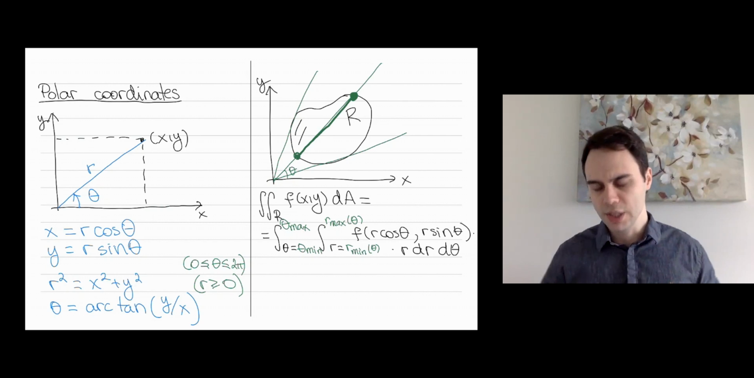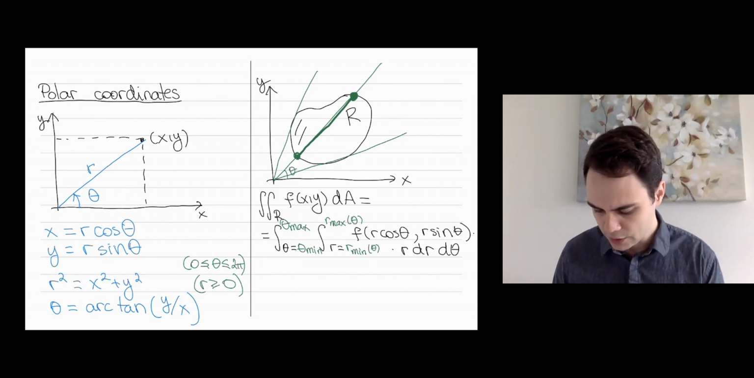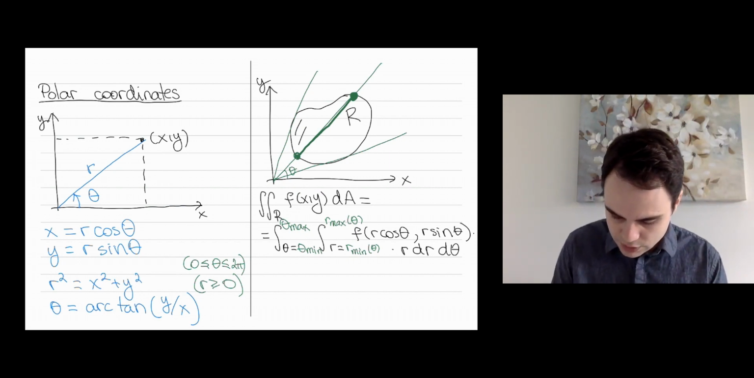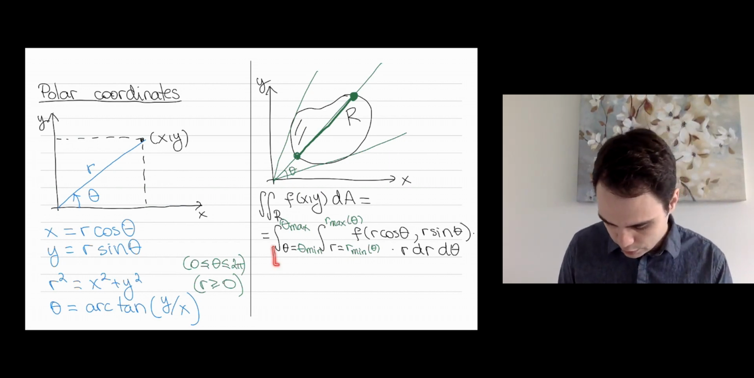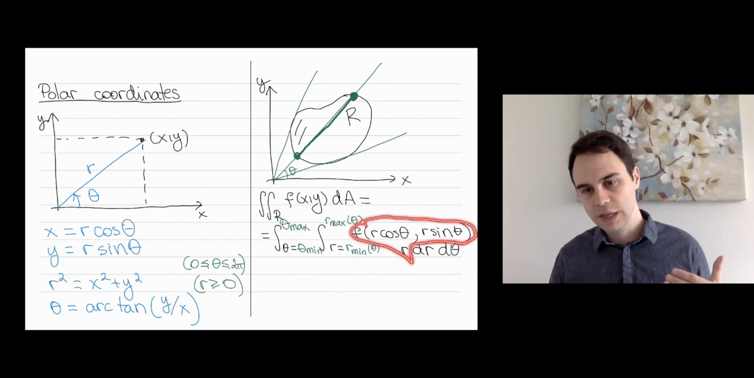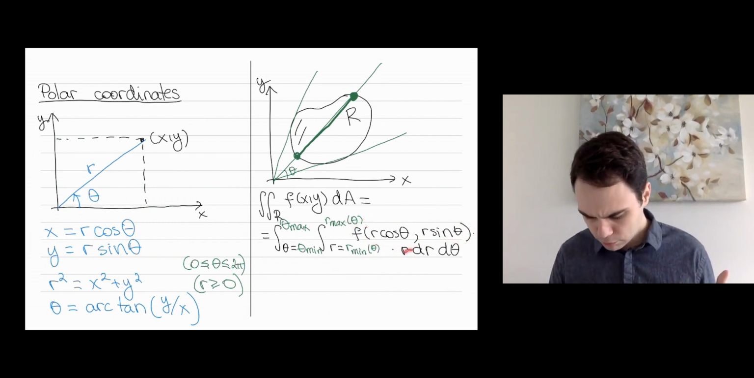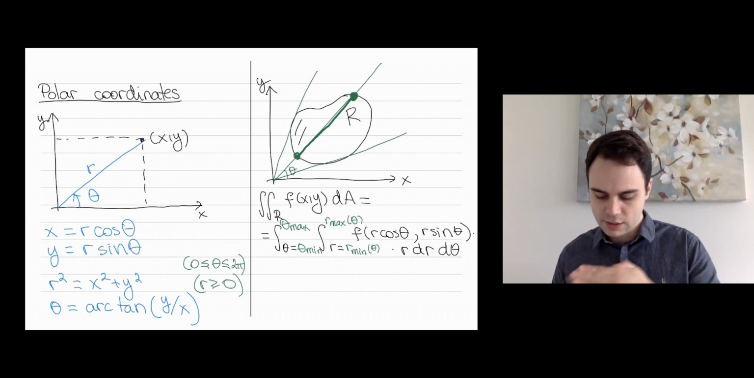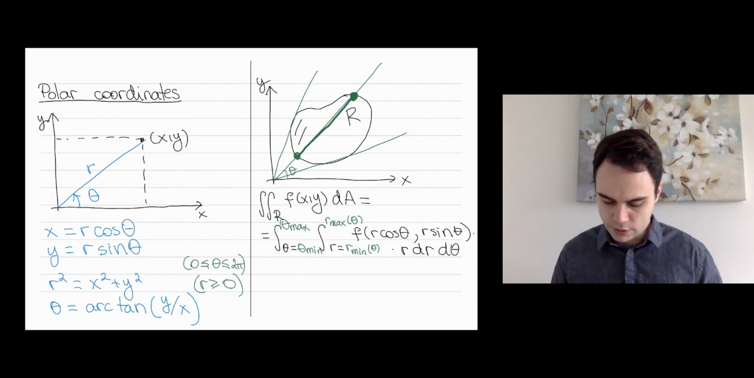First, a general idea why dA is r times dr d theta rather than just regular dr d theta. When we do the double integral with respect to r and theta, we're really integrating the original function, in terms of r and theta, multiplied by r. So when we do these two integrals, we're increasing theta a little bit and increasing r a little bit at a time.